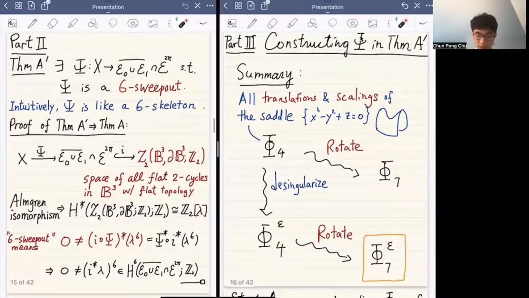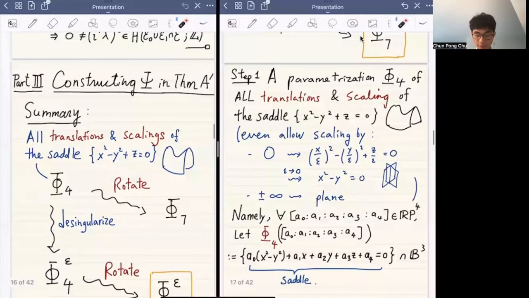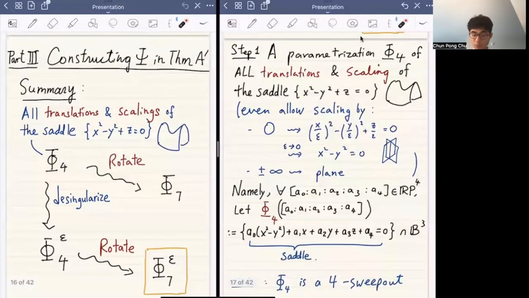Okay, so let's start describing the construction. In step 1, we can parameterize the set of all translations and scalings of the saddle surface as follows. Oh, so one thing first. We even allow the scaling factor to be 0.